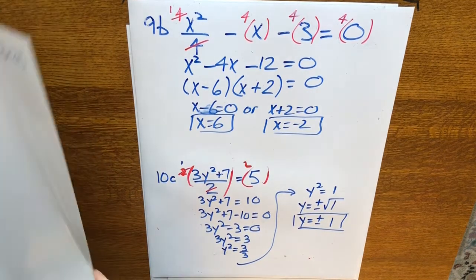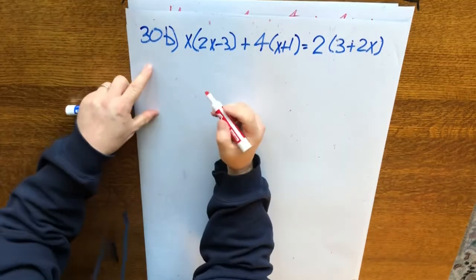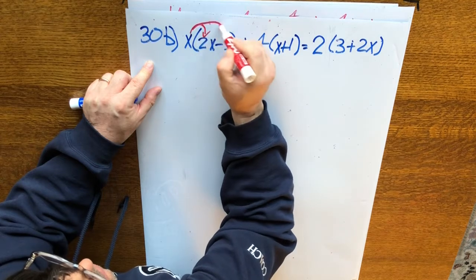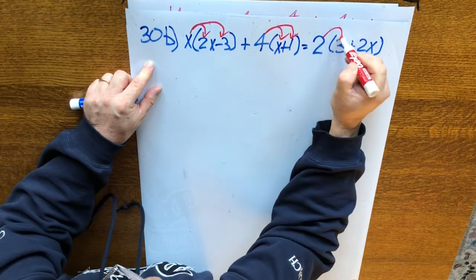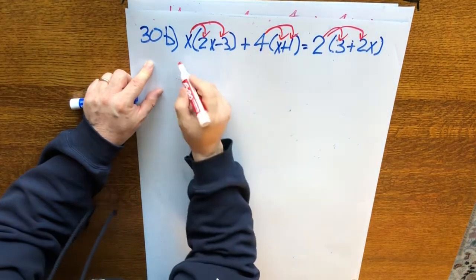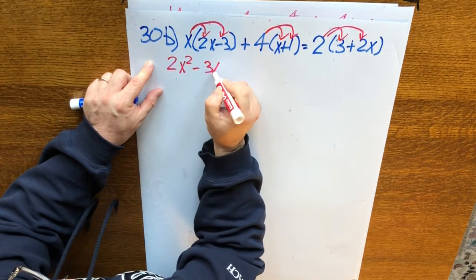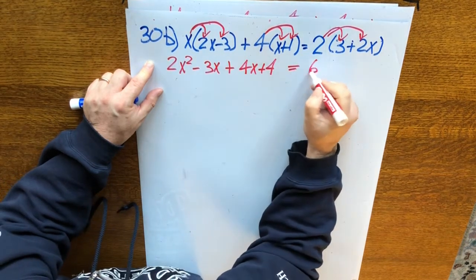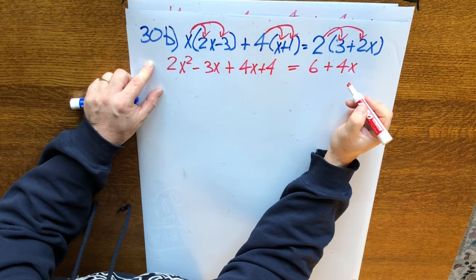My final example is question 30B, that involves a lot of simplification before you get started. So let's do the simplification part in red. I'm going to use the skills that we learned in Unit 1 and our polynomials unit to simplify this out first, using whatever, FOIL, or in this case, a distributive property. So let's see, we've got 2x squared minus 3x plus 4x plus 4 equals 6 plus 4x. So we've got terms all over the place.